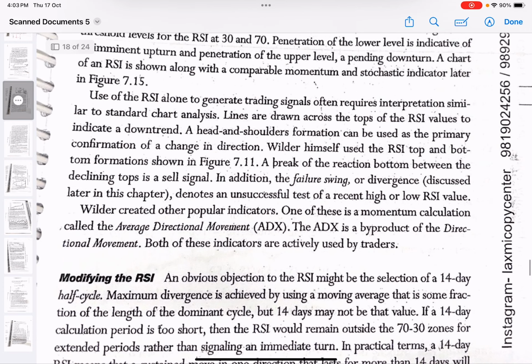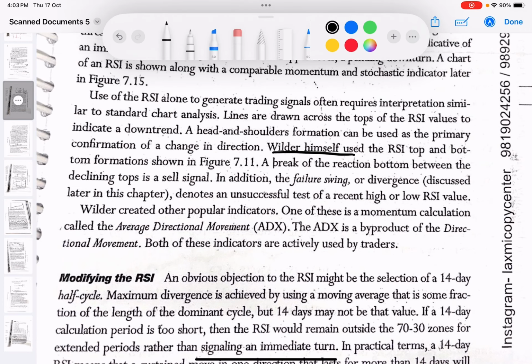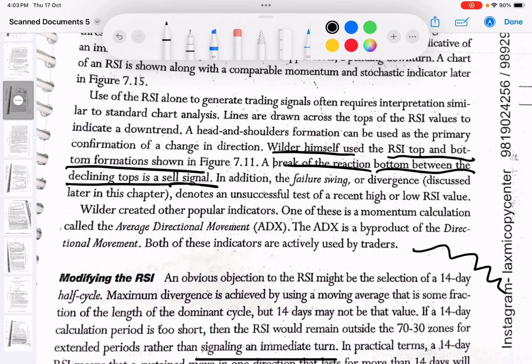Let's also see what they have written. Wilder himself used the RSI top and bottom formations. A break of the reaction bottom between declining tops is a sell signal. Declining tops means lower highs and lower lows, change of the trend. The failure swing or divergence denotes an unsuccessful test of the recent high. Divergence, we have discussed that in part 1.